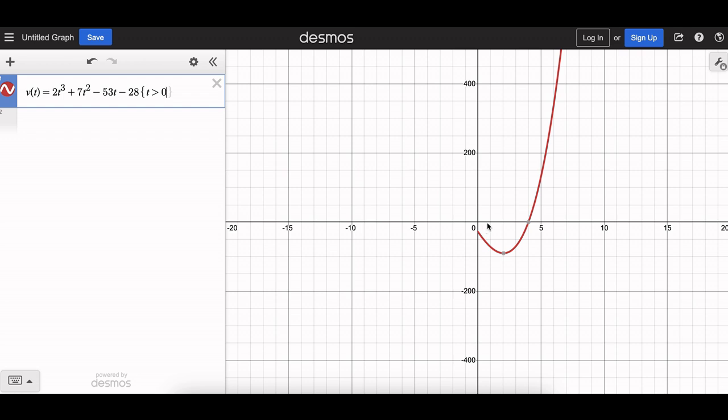Looking at our graph now, with that condition that t has to be greater than 0, notice our graph is above the x-axis. The particle is going to be moving to the right for values beyond t equals 4. So for more than 4 seconds, or whatever the time unit is, our particle will be moving to the right after t equals 4.